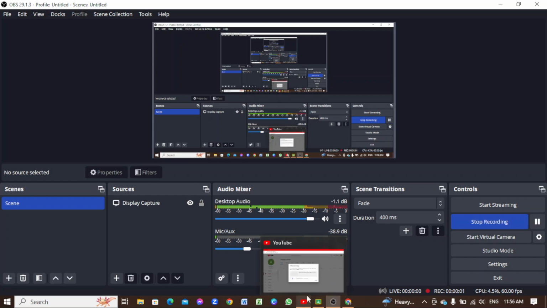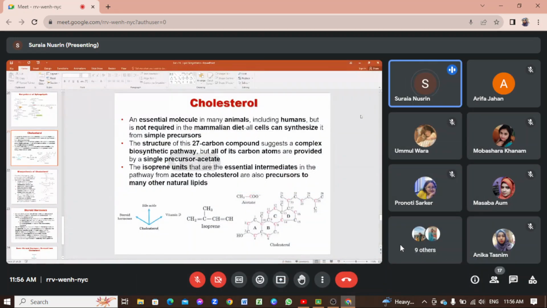Last class, we learned about the biosynthesis of fatty acids, and then we focused on how these fatty acids are utilized to synthesize different lipids, such as triacylglycerol, which is the storage form, and how they are incorporated into the plasma membrane. Okay, so there is another lipid which is also very important, that is called cholesterol.